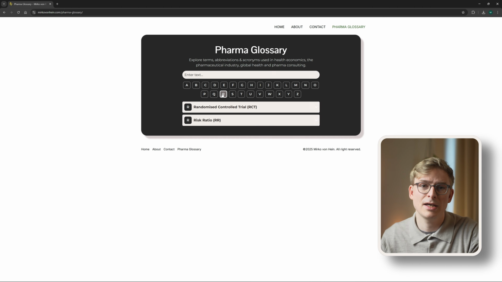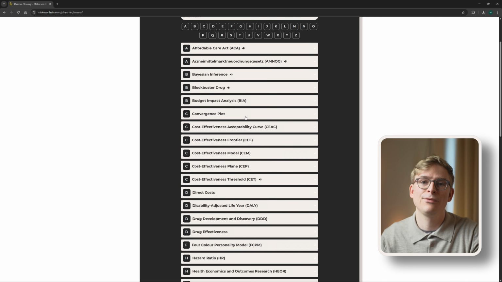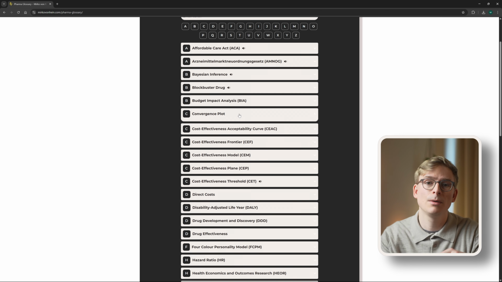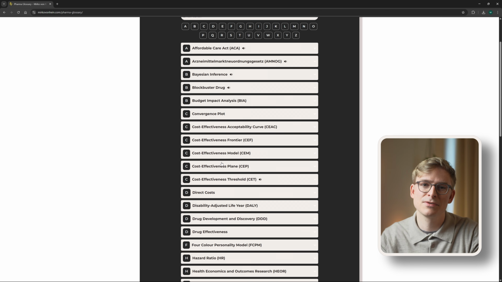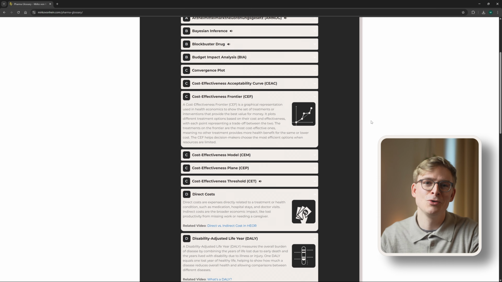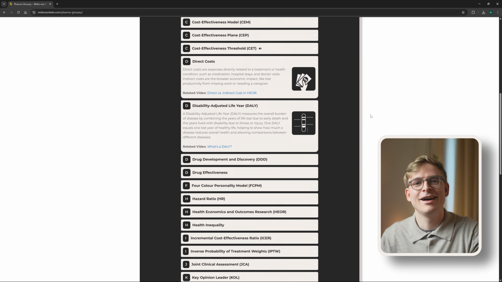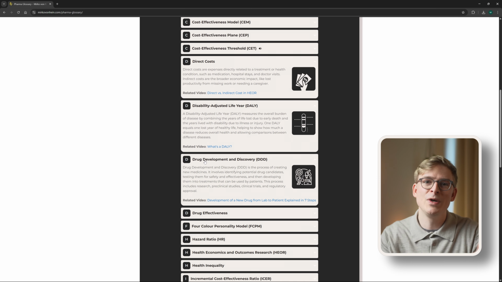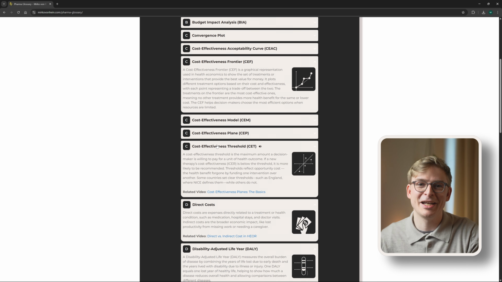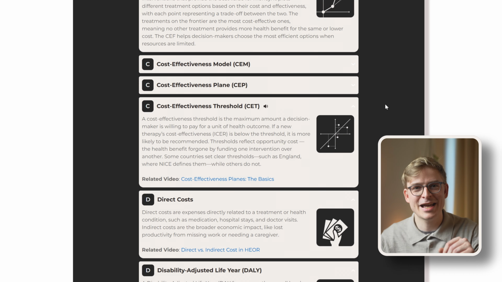The Pharma Glossary offers a simple, searchable interface where you can quickly look up industry terms, abbreviations, and acronyms. Each entry gives you a clear, concise definition, a custom-designed visual that captures the core concept, and for those who prefer listening over reading, a text-to-speech feature that reads the definition aloud in a charming AI voice. Let's hear what our AI friend has to say about cost-effectiveness thresholds.